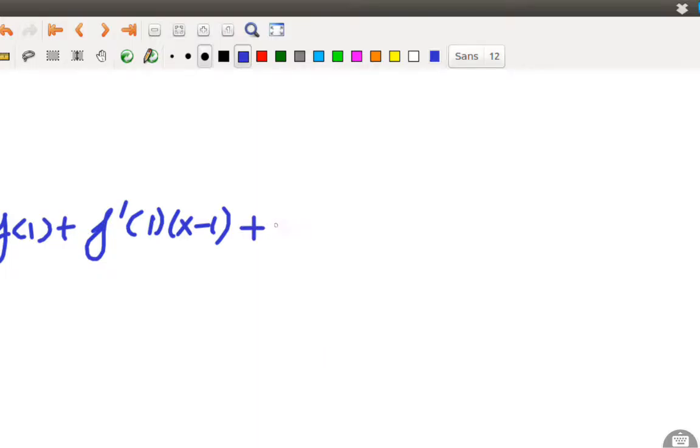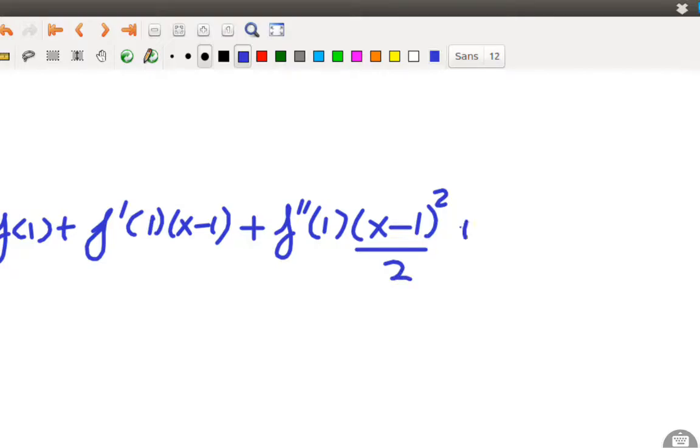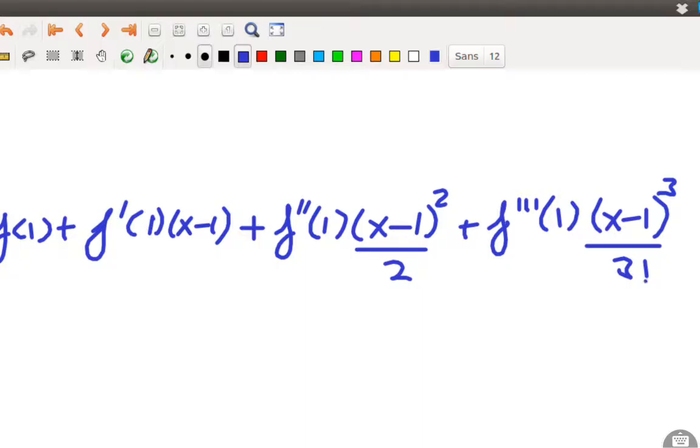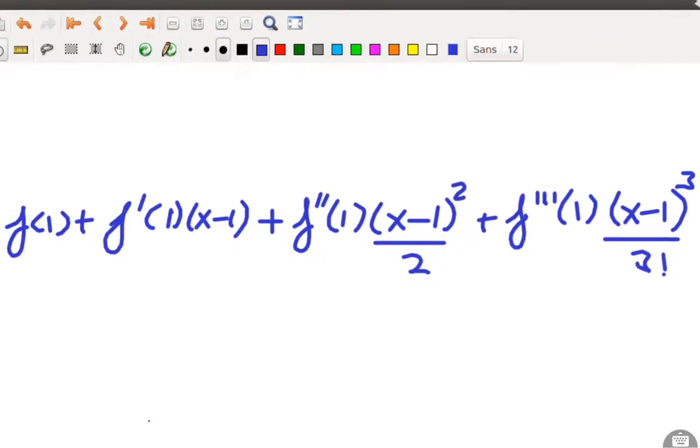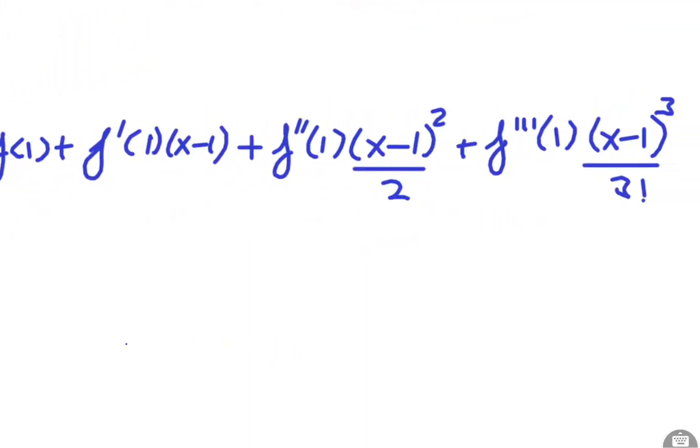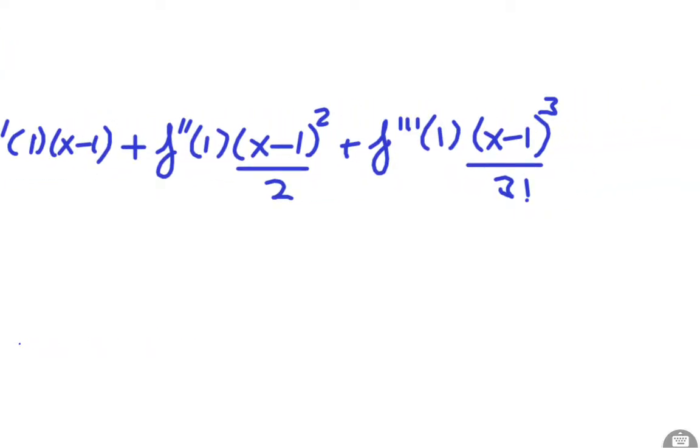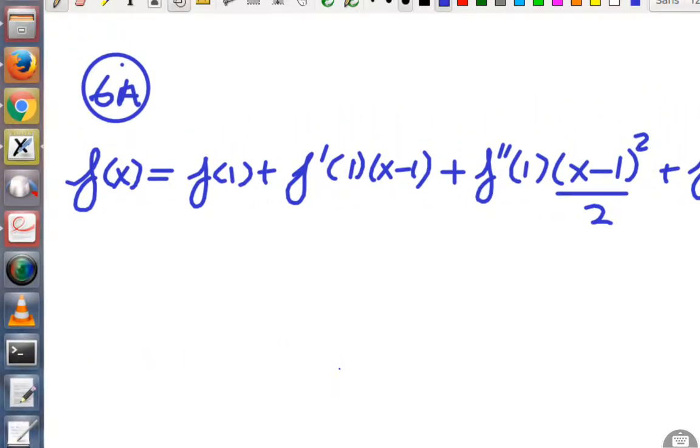Plus f double prime at 1 times x minus 1 squared over 2 factorial, plus f triple prime at 1 times x minus 1 cubed over 3 factorial. There you go. And hopefully these are all non-zero derivatives, so we get 4 non-zero terms, or a third degree polynomial. Okay. Alrighty, so let's fill it in.